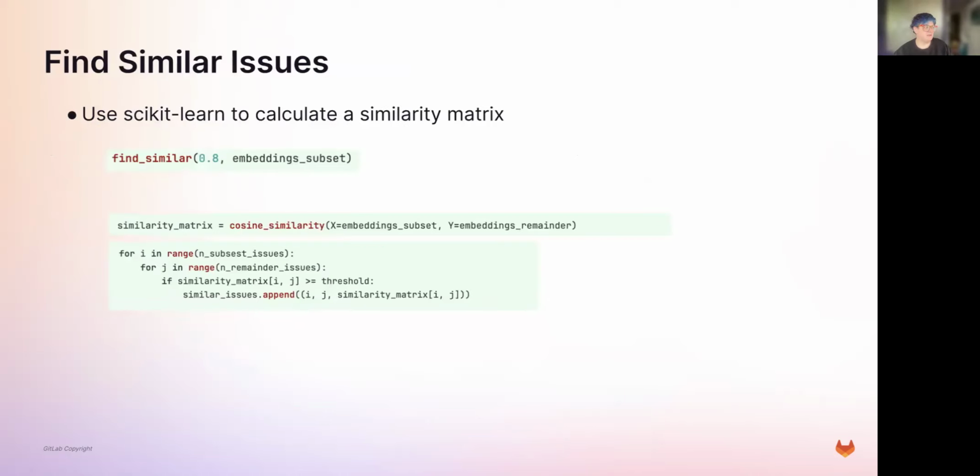The next thing we do is take all of those embeddings and load them into memory, and then we compare the new ones that we're trying to estimate against the closed issues and find similar issues. We use a similarity matrix, and the scikit-learn library has a built-in function to do this. So we use that math to go and find those similar things.